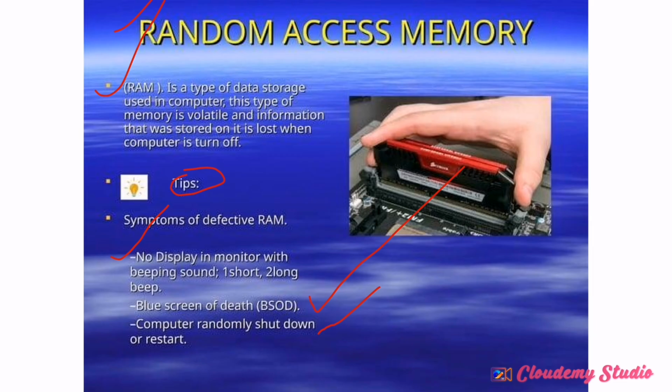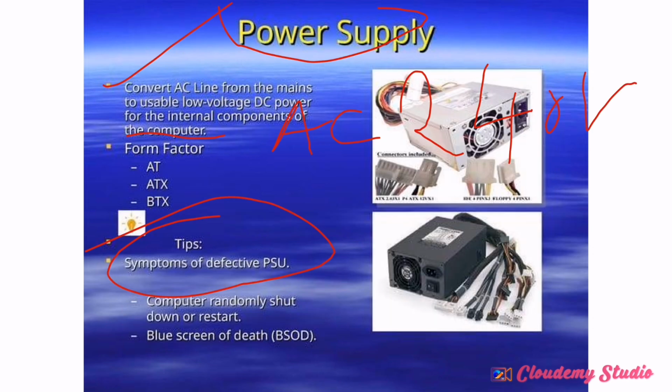Here, computer randomly shuts down or restarts, then you say it's the RAM. But in this case again, the computer randomly shuts down or restarts, and this part is not the issue of the RAM, it's the power supply unit. So make sure you do the troubleshooting nicely on both sides. You check on the power supply, if the power is circulating in the motherboard to all the parts, and the amount of power that is needed by all the components is converted to DC. Okay, so that is one of the tips you can use to identify.